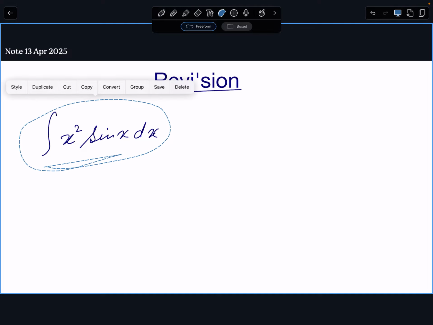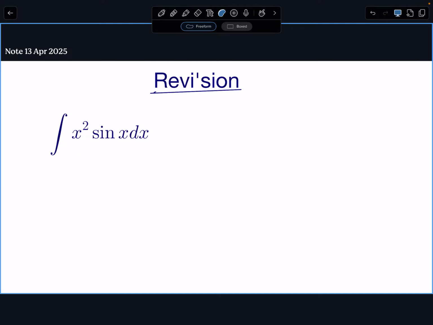Integration by parts, u dv. Yes, exactly. So which one is u? We're going to say u is x squared and dv is sine x. So what is the derivative of u? It's going to be 2x, and the integral of sine is minus cosine.